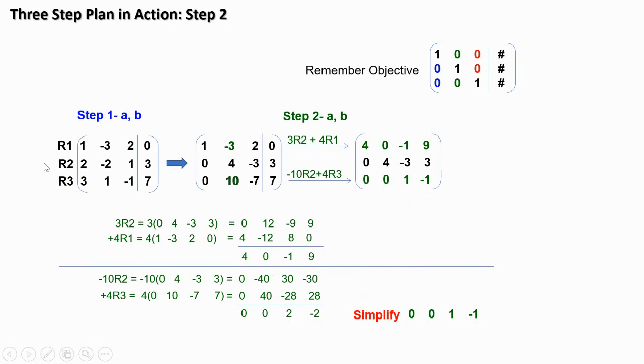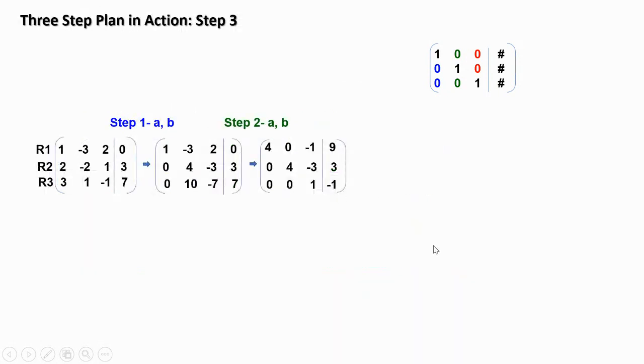Now, on my next slide, I'm going to have all this already set up, but I'm going to be executing my step 3. Again, step 1, step 2, and now comes my step 3 in red. So step 3, row 3 stays the same, right? Let's look at the pattern. Step 1, row 1 stays the same. Step 2, row 2 stays the same. Step 3, row 3 stays the same.